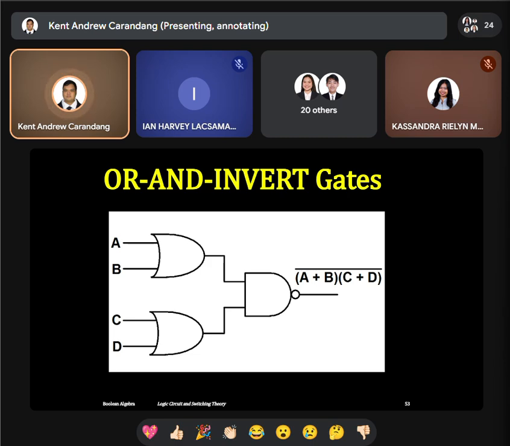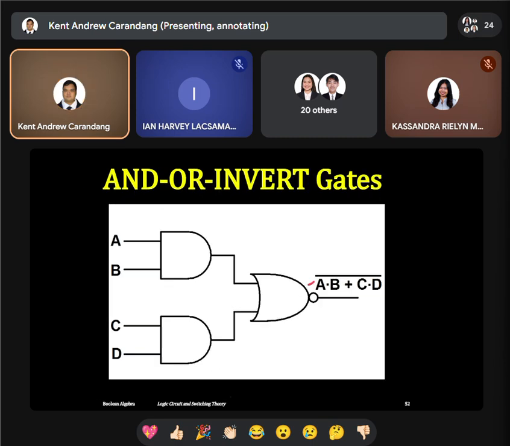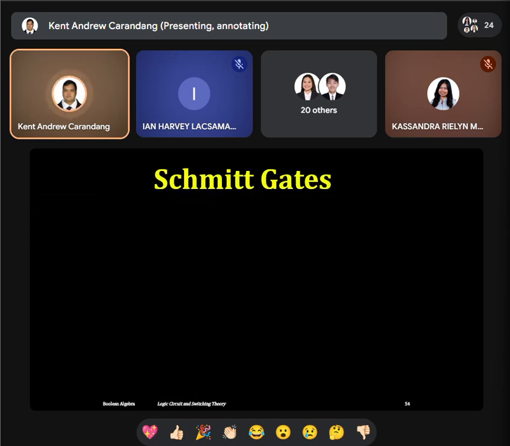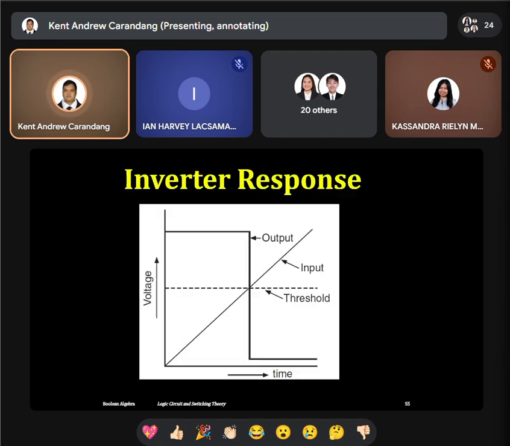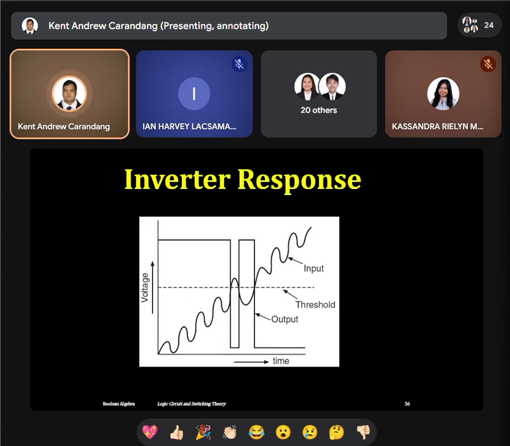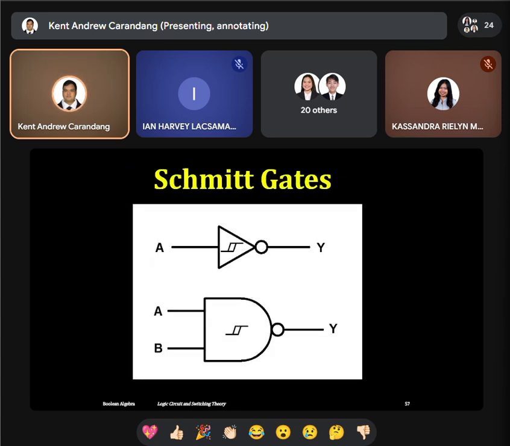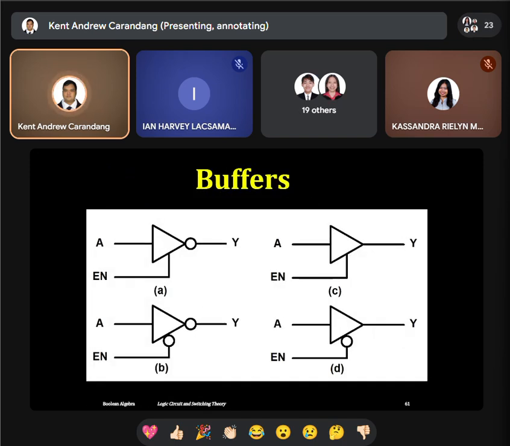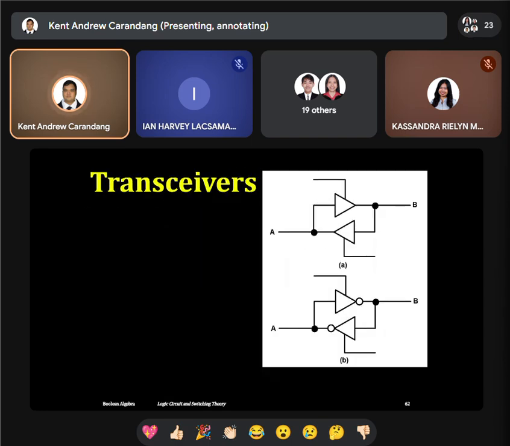So notice this as this is the SOP, right? And this is the POS. Okay. So I will not discuss this further. It's also included in your reference. Inverter response. Inverter response. For Schmitt gates, I will not discuss this further. Complementary gates. Buffers. So transceivers.